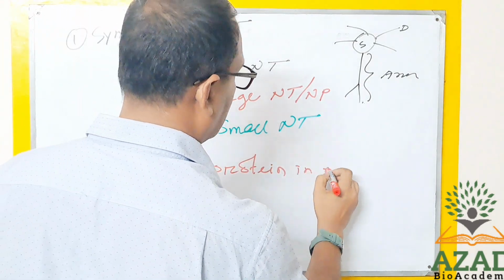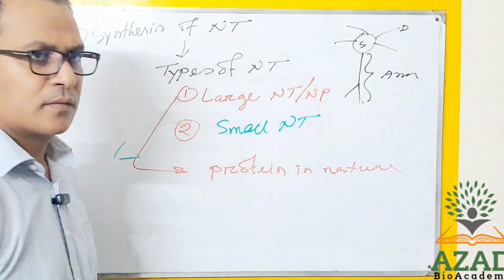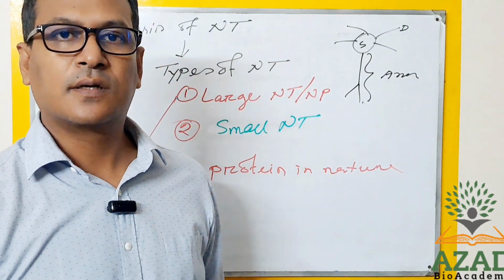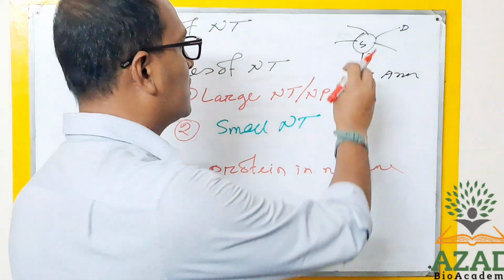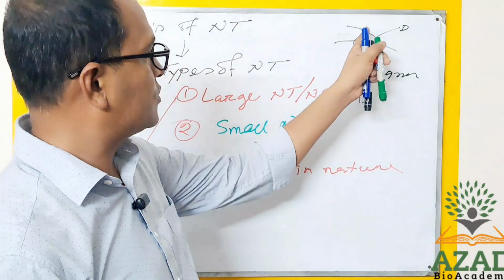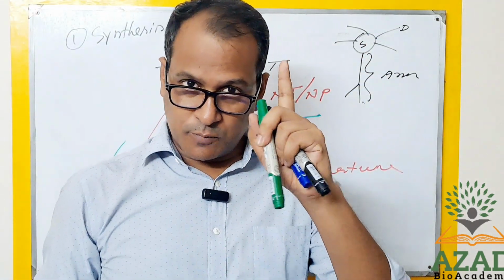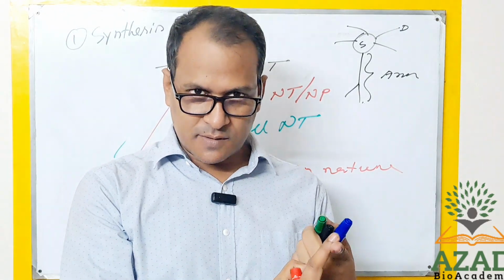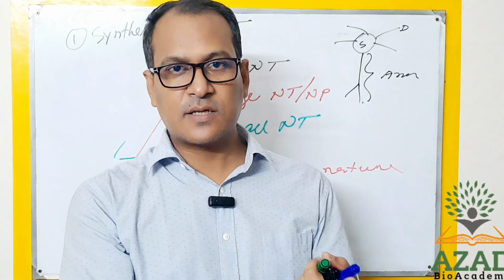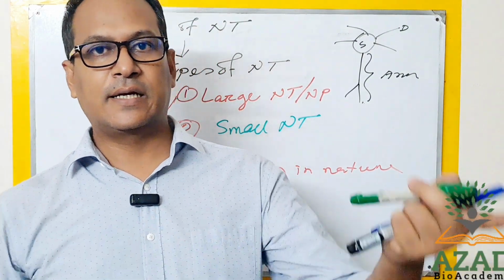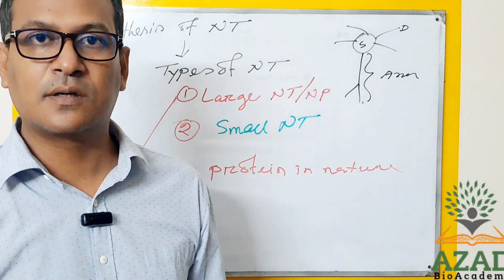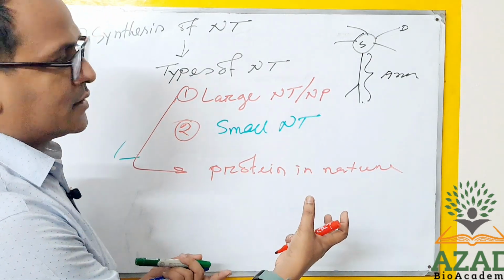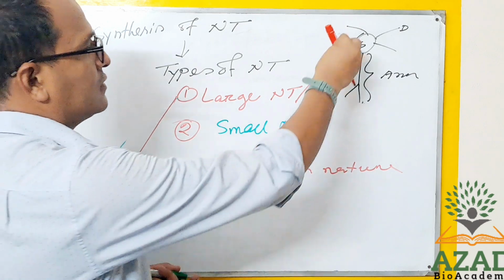Okay, protein in nature. So all the machineries to produce protein are present within the soma. That means soma has nucleus, the blueprint of the protein. It has ribosome, the machine of the factory of the protein. It has endoplasmic reticulum, the modulator. It has Golgi apparatus, that is the processor. So all the machineries to produce a protein or peptide are present in soma.